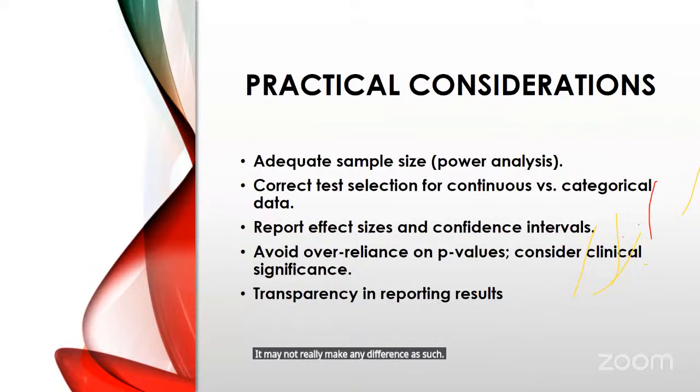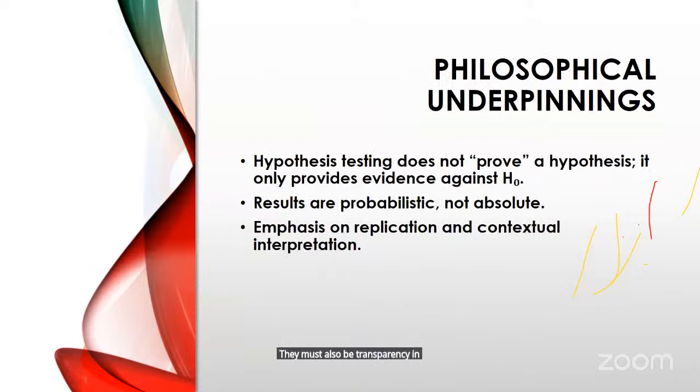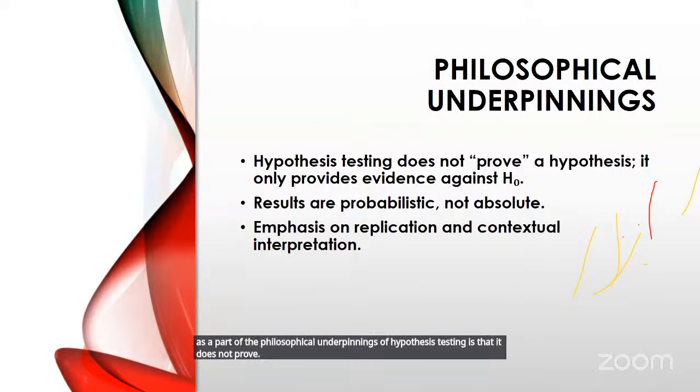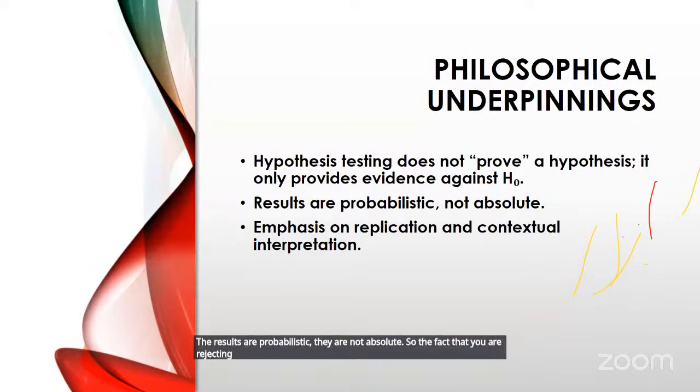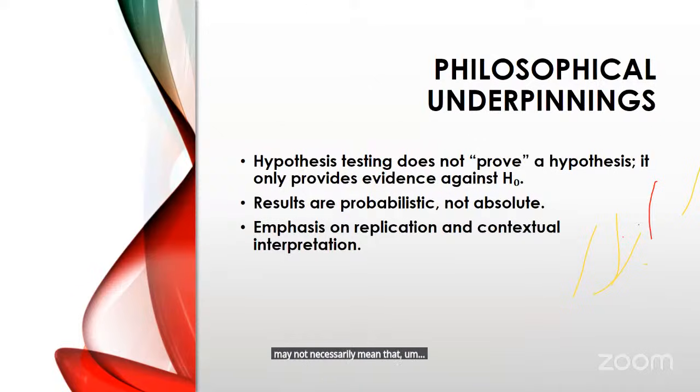There must also be transparency in reporting our results. So what we need to remember as a part of the philosophical underpinnings of hypothesis testing is that it does not prove a hypothesis, it only provides evidence against the null hypothesis. The results are probabilistic, they are not absolute. So the fact that you are rejecting the null hypothesis may not necessarily mean that your null hypothesis is totally false.